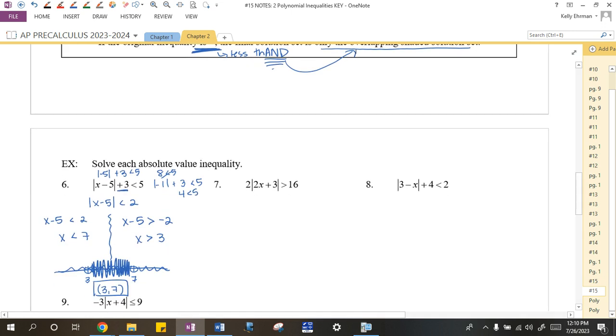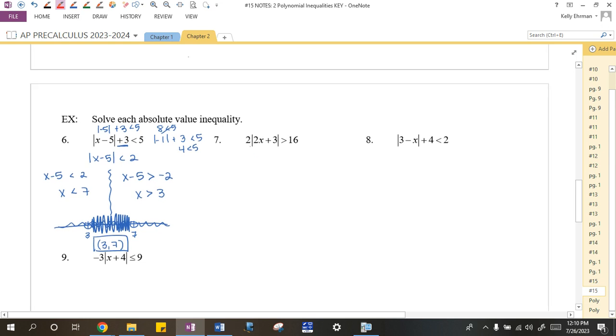So let's go through these steps again. For number 7, step 1 is isolate the absolute value. So get rid of this 2 that's being multiplied on the outside. You cannot distribute a 2 through an absolute value symbol. They're not like parentheses. So it's the absolute value of 2x plus 3 is greater than 8.